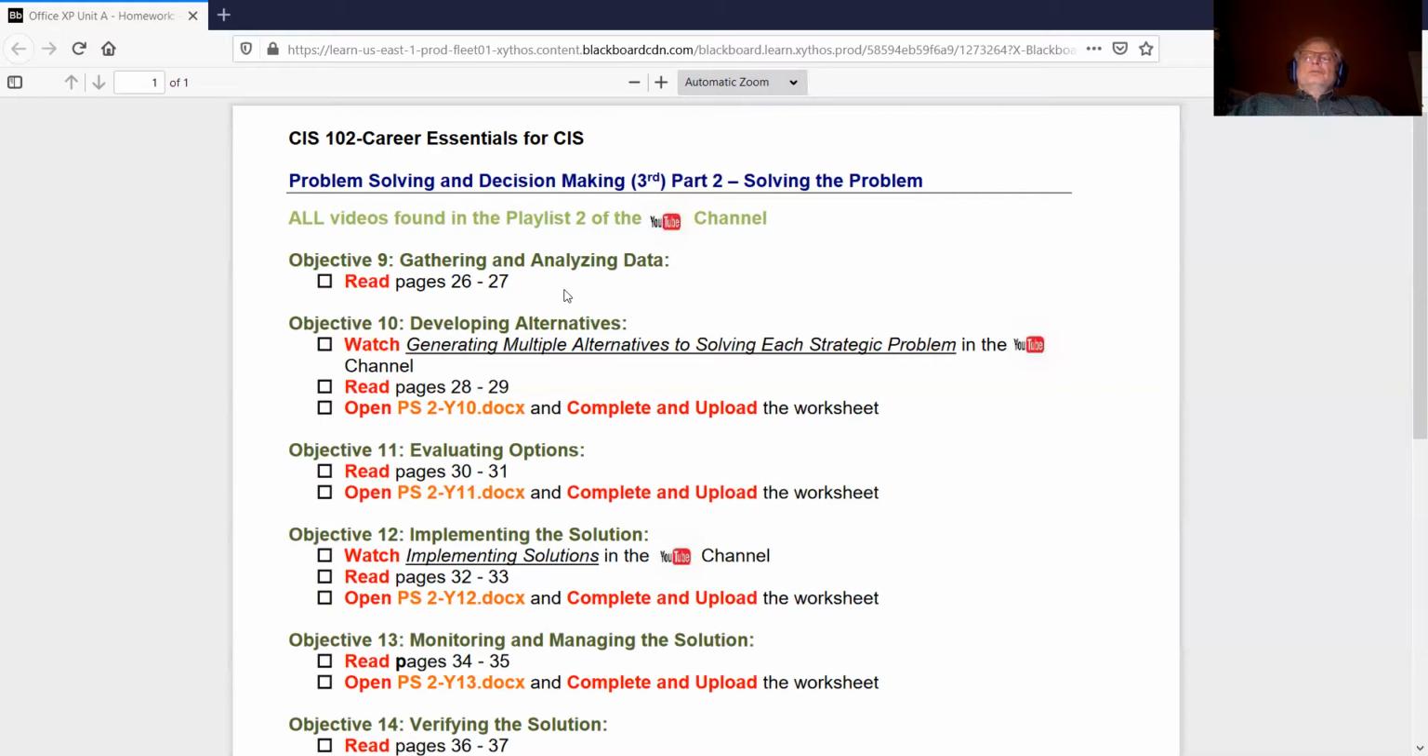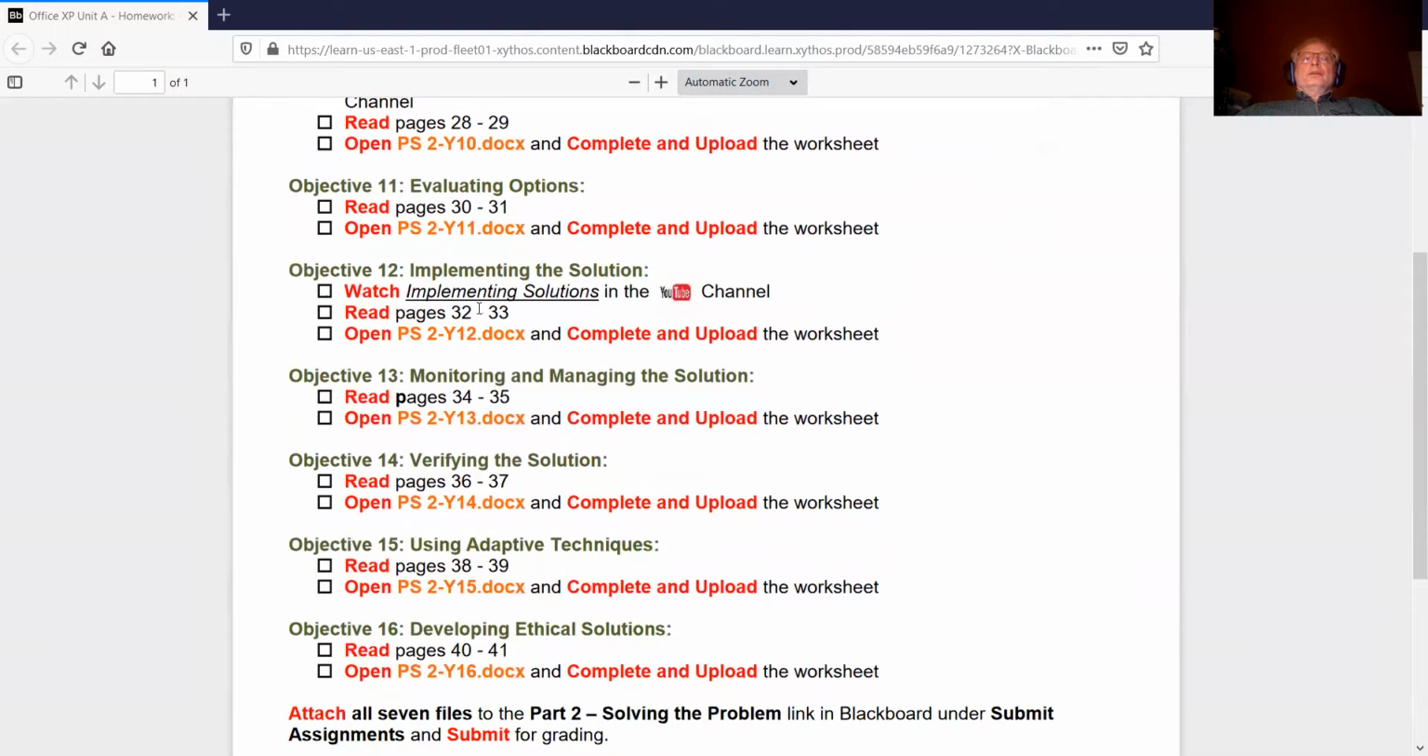Now, implementing the solution. Once you identify all the alternatives and narrow it down to your best options, you're going to come up with the best solution. Might not be the correct solution, but it might be the best solution. There could be multiple solutions to solving a problem, but again, usually the simplest one is your best one to follow. Okay, but that doesn't mean they're all simple. So again, for implementing solutions, there is a video on YouTube that follows this video in playlist two. Again, watch the video if you like, read 32 to 33, complete the worksheet.